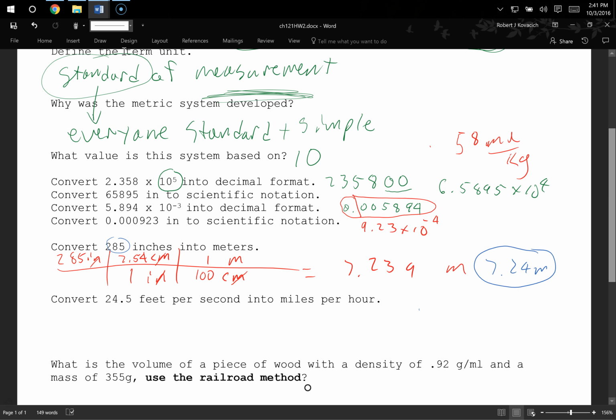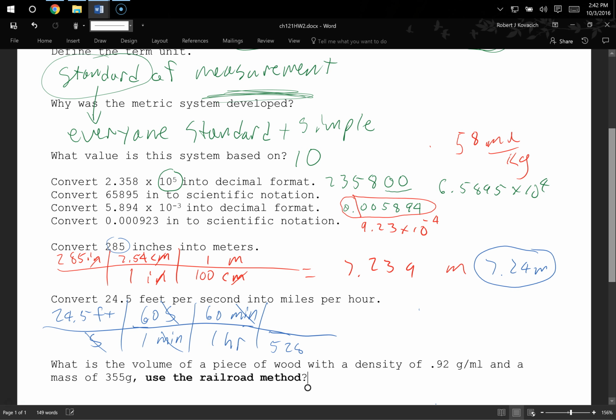Okay, let's do this: 24.5 feet per second, turn that into miles per hour. So 24.5 feet per second. It doesn't matter which one I do first, so I'll do seconds up here and 1 minute here. So 60 of those things, and then my seconds cancel out. And then I need 60 minutes and 1 hour down here, and my minutes cancel out. So I got the hour unit that I was looking for, and now I need to convert my feet into miles, and it's 5,280 feet is equal to 1 mile.